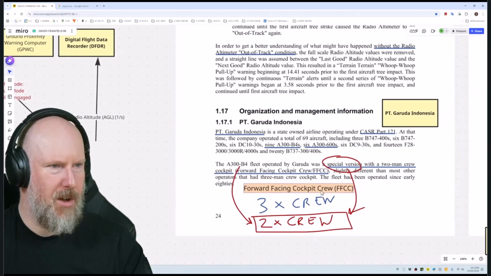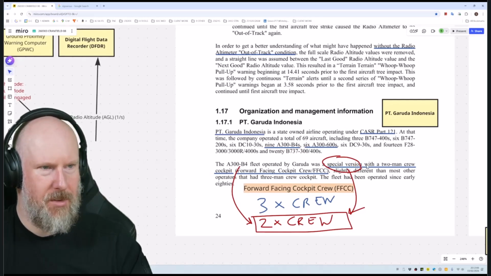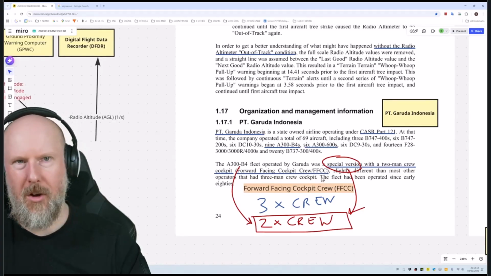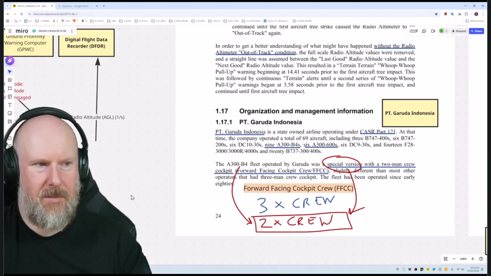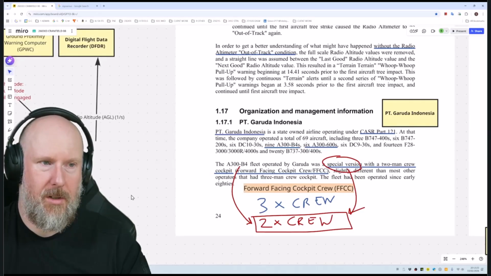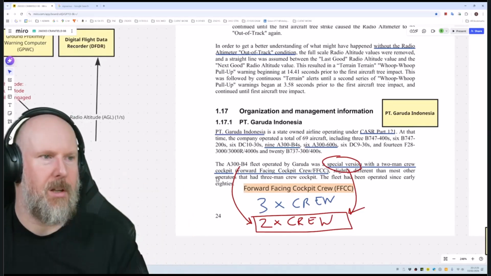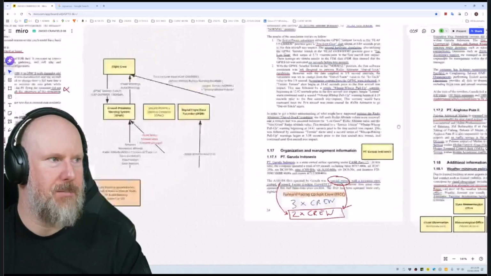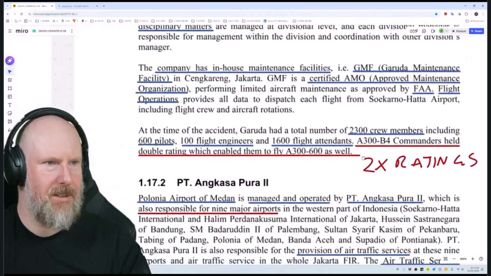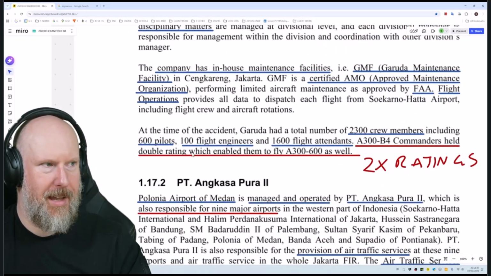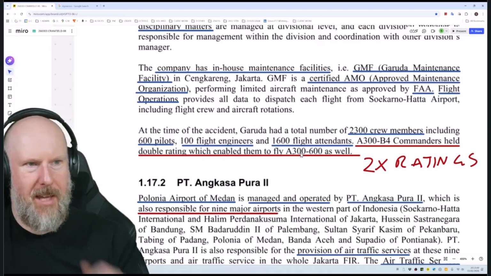So you've got the forward-facing cockpit crew. It's a different version. The B4 fleet was a special version with a two-man crew cockpit, slightly different than most other operators that had a three-man crew cockpit. So it's already a more complex operating condition. You normally would have three, but there's two on this one. So there's already an interesting workload question there. But then, of course, there's the conversion training between the two. And they needed 2 ratings. So an A300B4 commander held a double rating, which enabled them to fly the A300-600.